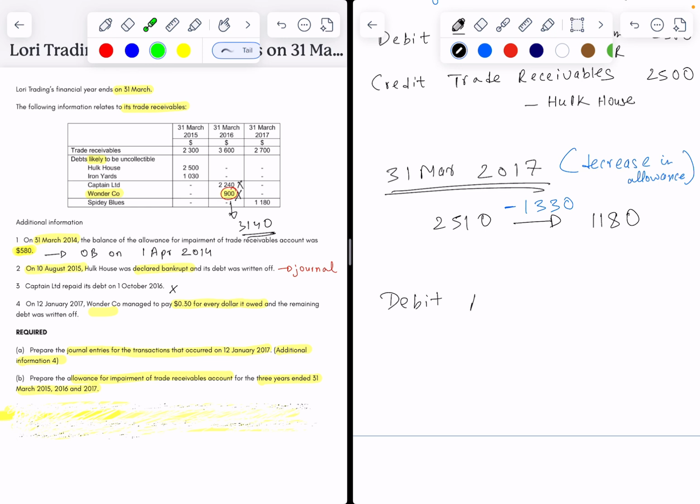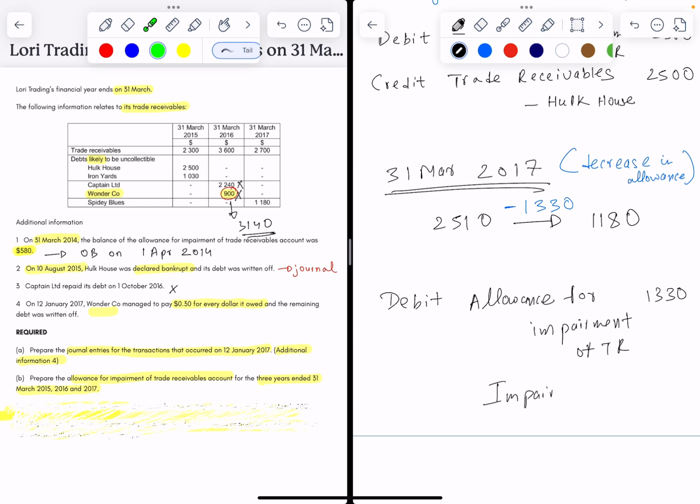Because we know allowance for impairment of trade receivables is a contra asset account, which means by default it should have a credit opening balance, which means when it increases we credit it and when it decreases we debit it. So allowance for impairment of trade receivables is to be debited by 1,330 because there's a reduction in allowance, as we understand. And at the same time, our expenses are going down in value. So the impairment loss of trade receivables, which is originally an expense account, is to now go down in value. And when expenses go down in value, we credit it. So this is like a reversal of impairment loss, okay?